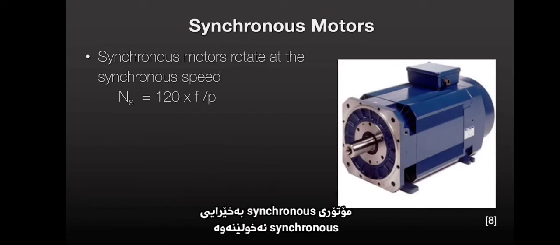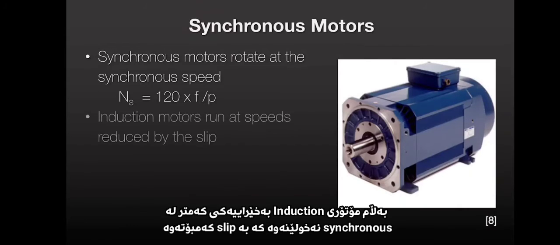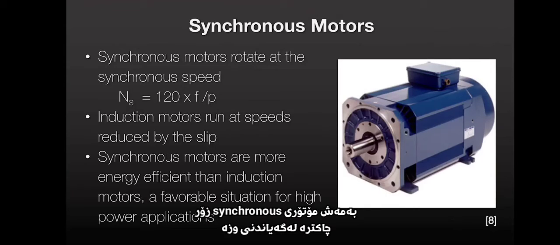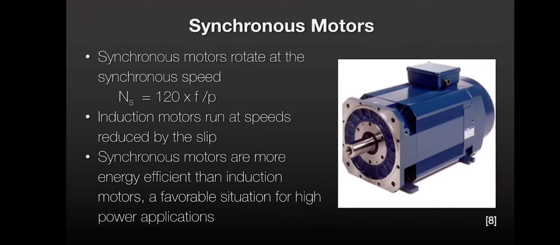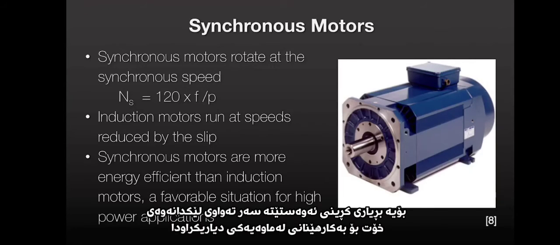Synchronous motors rotate at the synchronous speed, given by 120 times the line frequency divided by the number of pole pairs. Induction motors run at speeds reduced by the slip, with more energy lost in the rotor windings than in a synchronous motor. Hence, a synchronous motor is more energy efficient and is popular for very high-powered AC motors. On the other hand, a synchronous motor costs more to purchase than a comparable induction motor. So your choice of which one to purchase will depend on a precise calculation of the total cost of ownership over time.